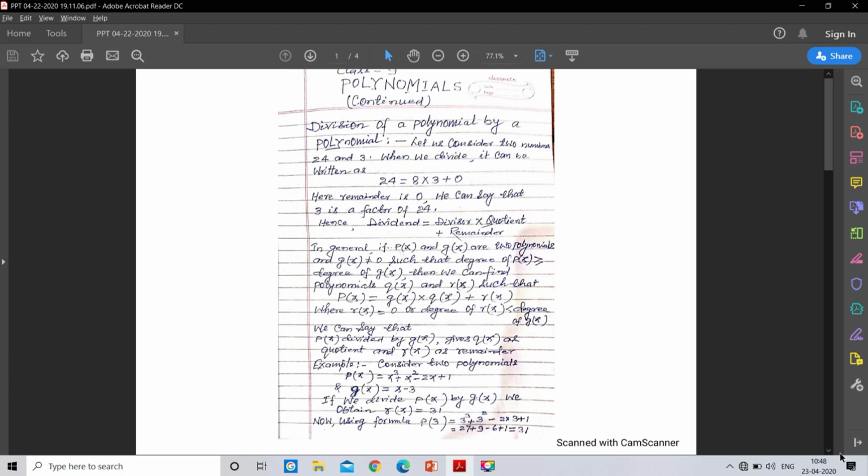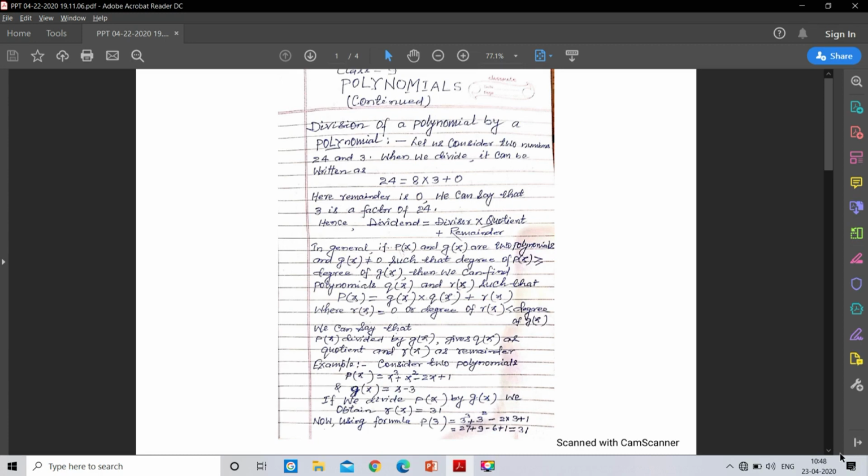Let us consider two numbers, 24 and 3. When we divide, it can be written as 24 is equal to 8 multiplied by 3 plus 0. Here the remainder is 0. We can say that 3 is a factor of 24. Hence, dividend is equal to divisor into quotient plus remainder. It is the fundamental rule.